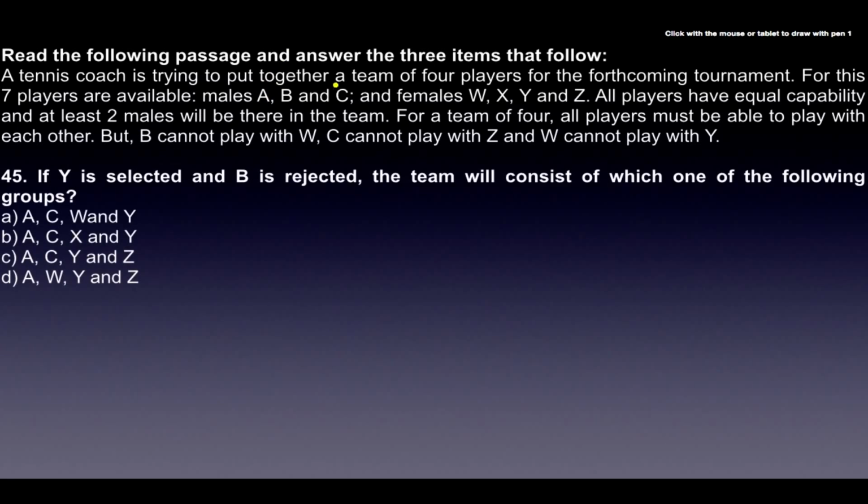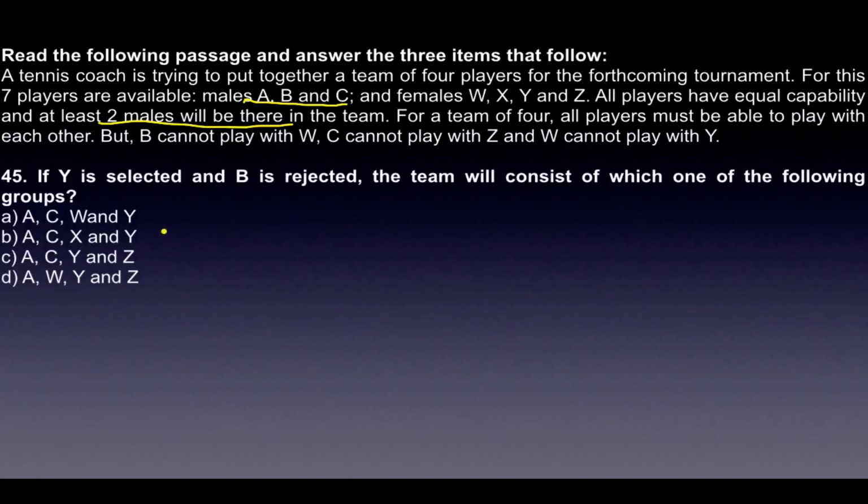A tennis coach is trying to put together a team of 4 players. 7 players are available. Males are 3, A, B, C, females are 4. All have equal capabilities. At least 2 males need to be there. For a team of 4, all players must be able to play. B cannot play with W, C cannot play with Z, W cannot play with Y. So if Y is selected and B is rejected, which one of the following team is there?